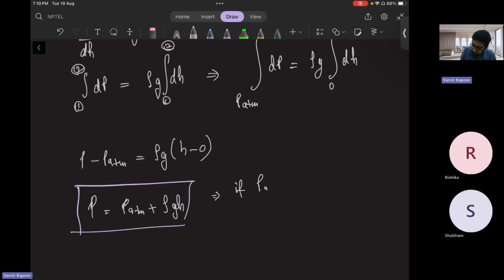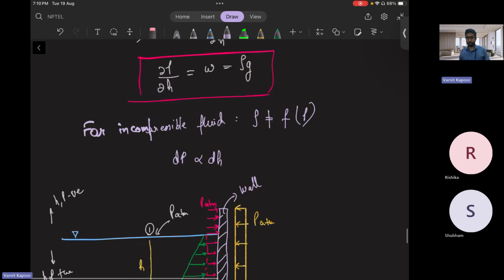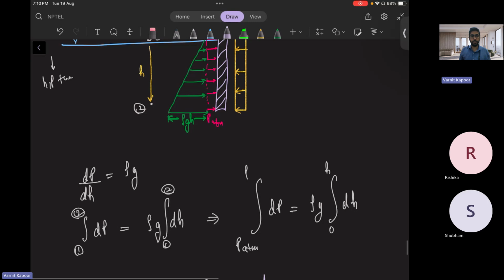If P atmosphere is 0, that means, as we saw in the last session, it is a gauge pressure. So P is nothing but rho g h, gauge pressure. So basically it's a linear function, increasing linearly. Understood? There is a wall, and this is how the pressure acts on the left hand side of the wall and the right side. Here pressure is P, which we finally got in terms of gauge pressure plus P atmosphere.